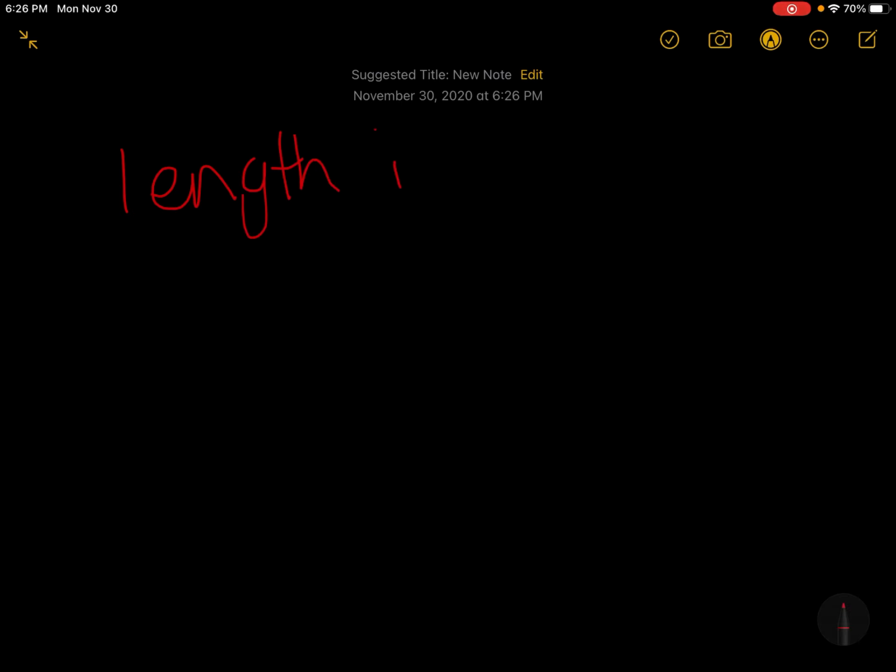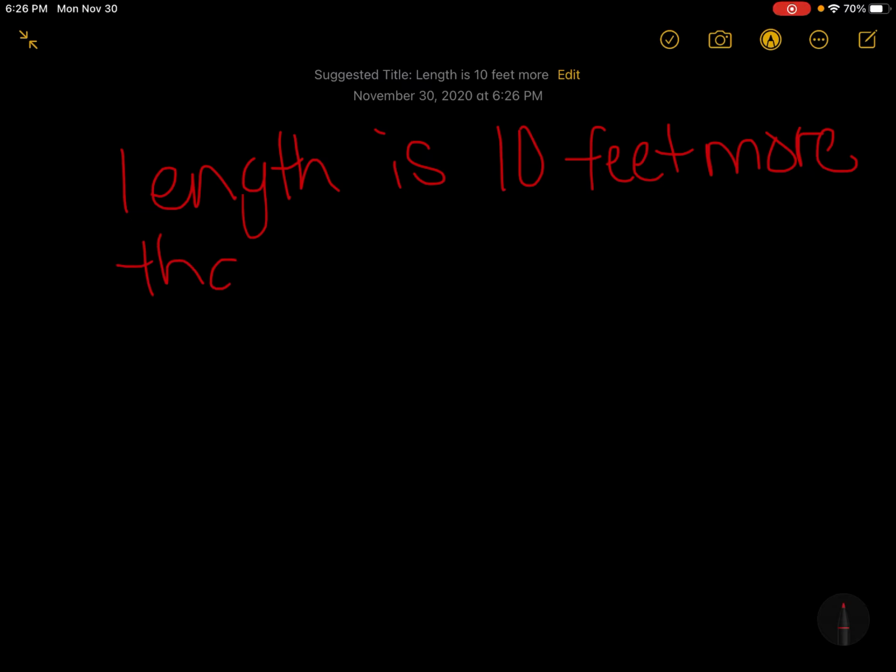The problem I want to look at with you is from the textbook. It is number 1 in 3.3. It says the length of a rectangular room is 10 feet more than its width. So I'm going to write down the important pieces here. With length is 10 feet more than its width.